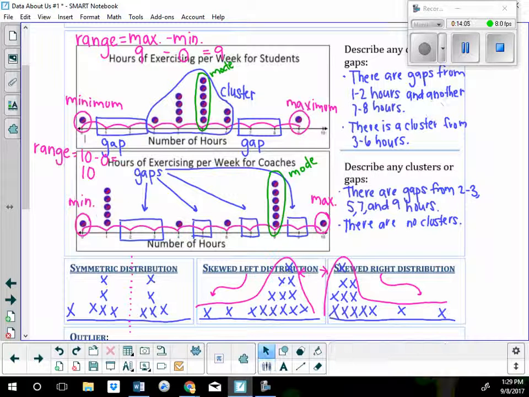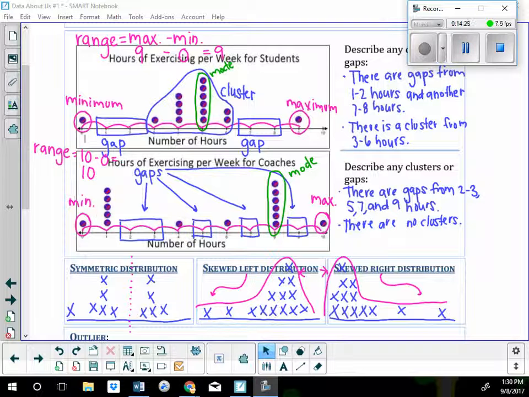So let's look at our line plot of hours of exercising per week for students. And I want you to think to yourself, do we have a symmetric distribution? Do we have a skewed left distribution? Or do we have a skewed right distribution? Okay, we're looking at the hours of week for students.